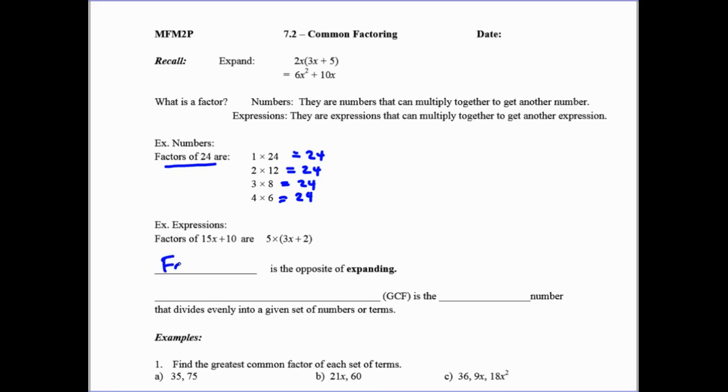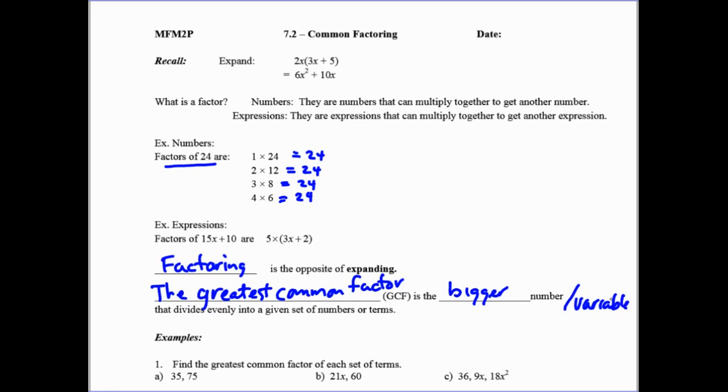So we already said that factoring is the opposite of expanding. Expanding we did yesterday. The greatest common factor is what we're looking for. Is the bigger number, or maybe the bigger variable that we could fit. Okay, bigger number or bigger variable, the largest.